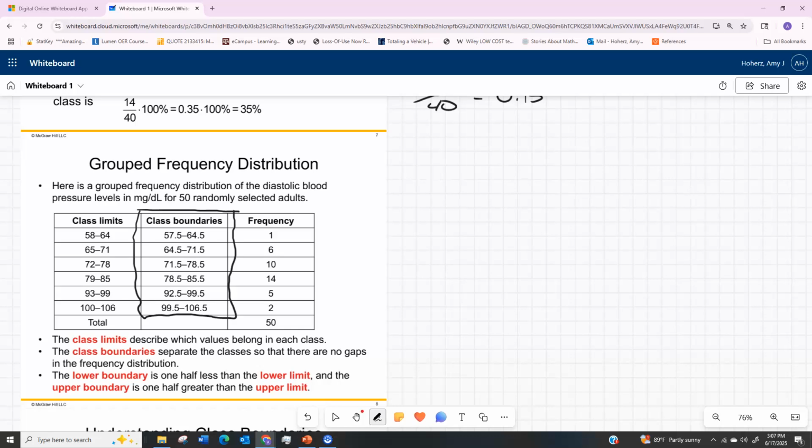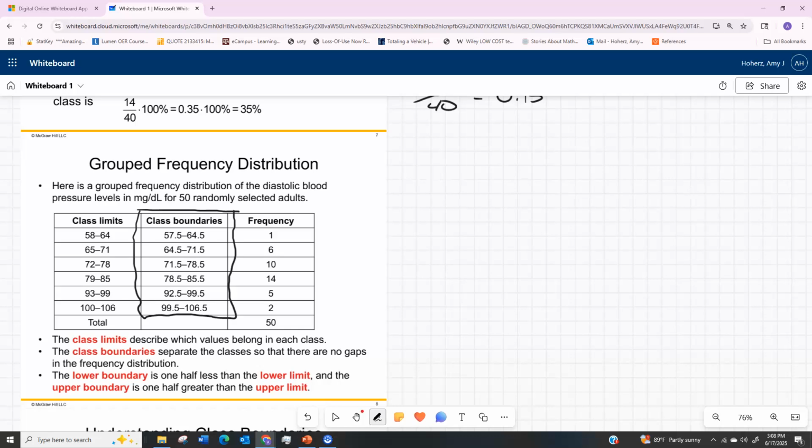They're all whole numbers. So saying we're going from 57.5 to 64.5, we still have the numbers 58, 59, 60, up to 64. It doesn't add any new numbers in there. Same thing here. We're just going to go down a half and up a half. And these are what's called the class boundaries. We will use those when we graph in section 2.2.